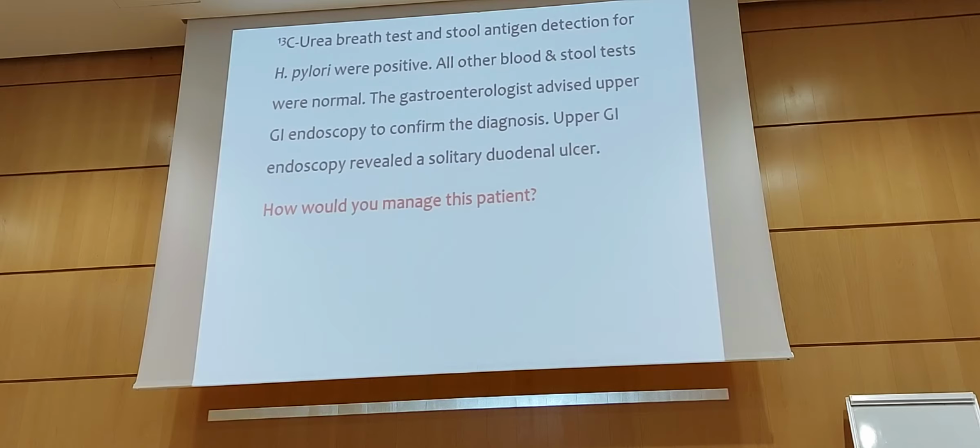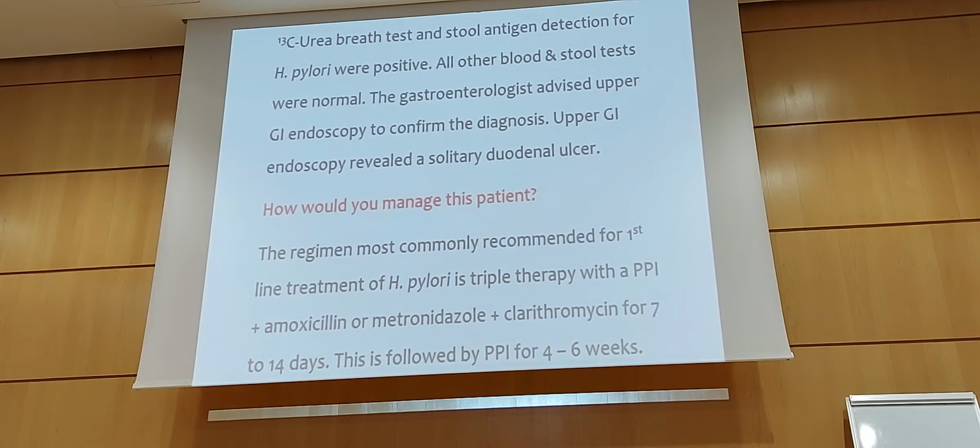How do you manage this patient? PPI. PPI, antimicrobial. Which one? Triple therapy is the preferred choice. Triple therapy consists of one PPI, erythromycin, amoxicillin. So triple therapy: two antibiotics plus a PPI. Two antibiotics and one PPI.